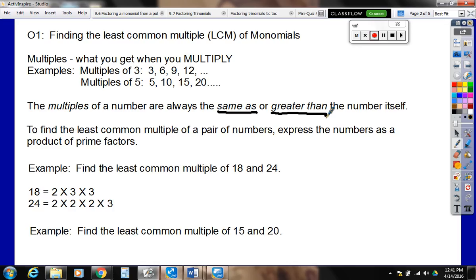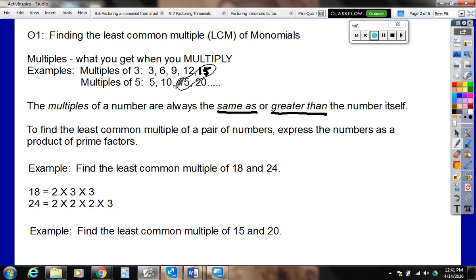Some numbers are easy to find common multiples of. So if you look at the numbers 3 and 5, if we go to the next multiple of 3, what would it be? 15. So the next multiple of 3 would be 15. And so we can see that 15 would be the least common multiple. That's the first one they have in common.